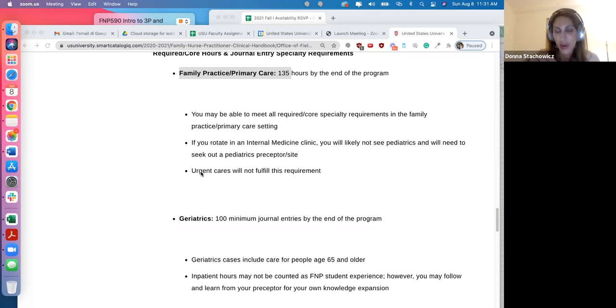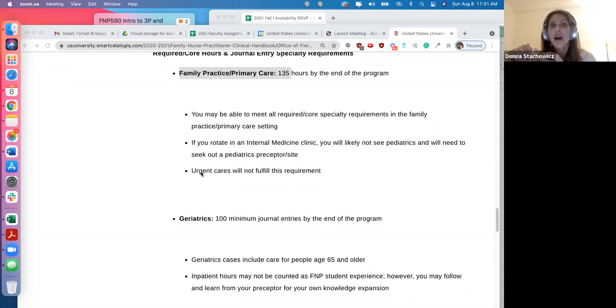We don't teach you IV drips. We don't teach you how to manage acute chest pain, acute coronary syndrome. We don't teach you how to manage a patient on a ventilator. It's not in our curriculum because we're a family nurse practitioner program. So you can't do inpatient rotations whatsoever.